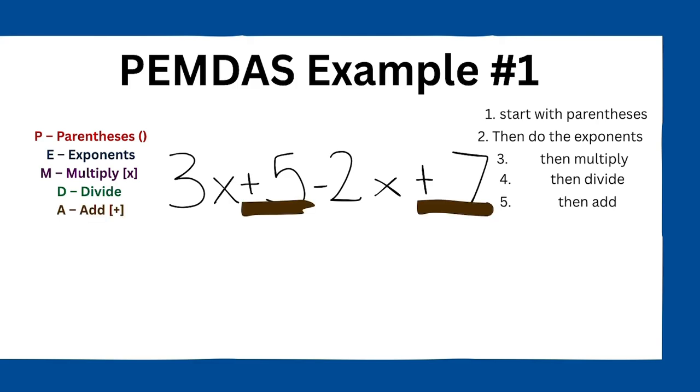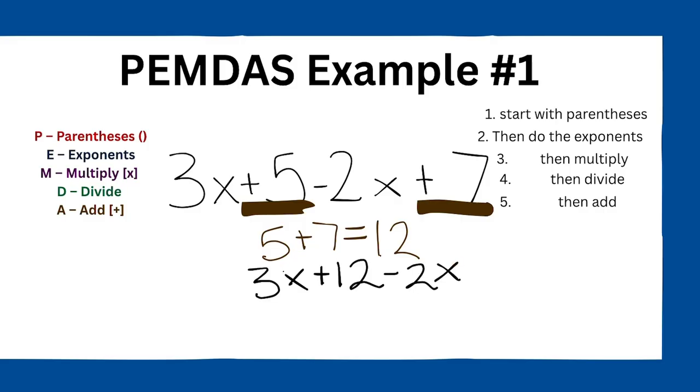Now, I do see some addition. So because I see addition, I'm going to add. The plus 5 and plus 7 is my addition, and now I'm going to do 5 plus 7. When I do 5 plus 7, I get 12. So now let's move on to subtraction. When I set my equation up, dropping the 12 in, I have 3x plus 12 minus 2x.